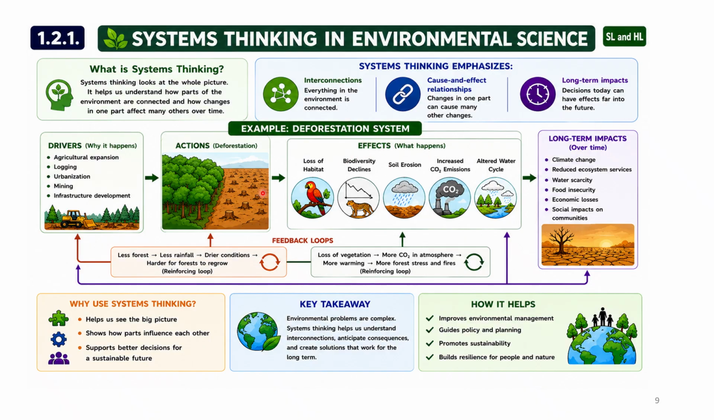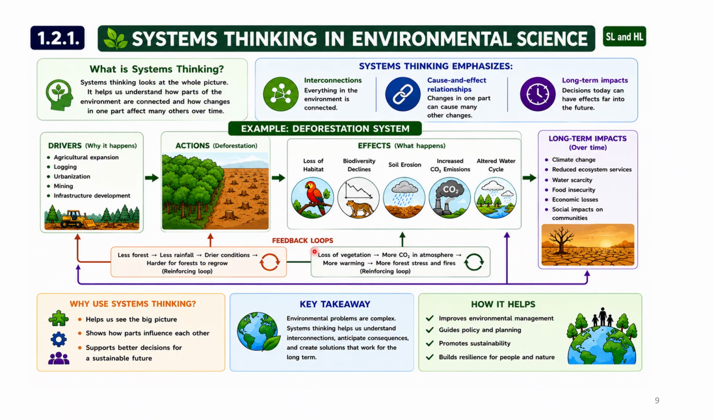Major drivers include agricultural expansion, logging, urbanization, mining, and infrastructure development. These activities lead to forest clearing, which causes habitat loss, biodiversity decline, soil erosion, increased carbon dioxide emissions, and disruption of the water cycle. Systems thinking also highlights feedback loops.